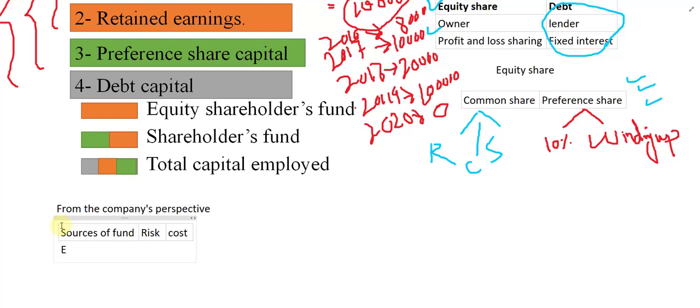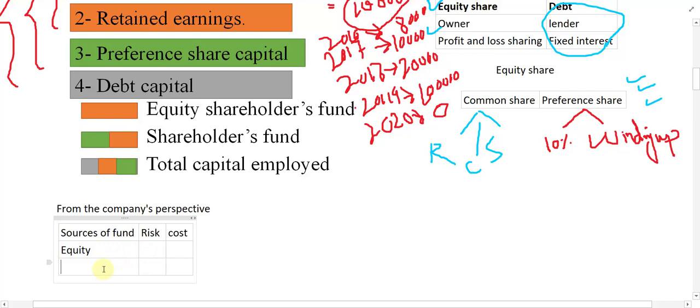Under source of fund, mention equity, and of course under risk and cost we'll discuss. The second point is debt. So source of fund: debt and equity, regarding cost as well as risk.